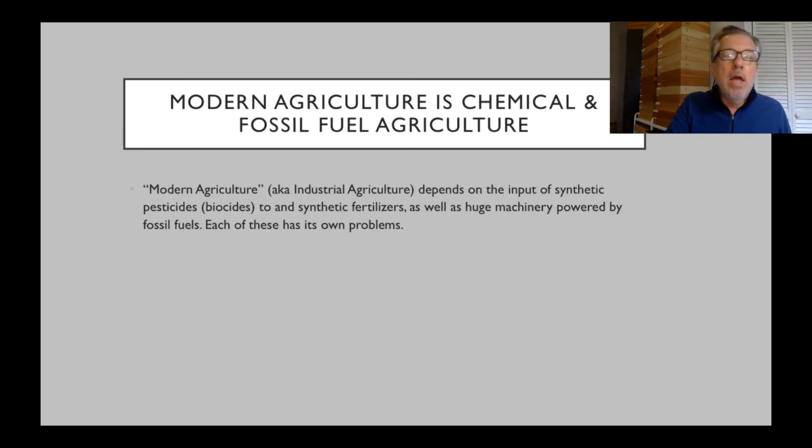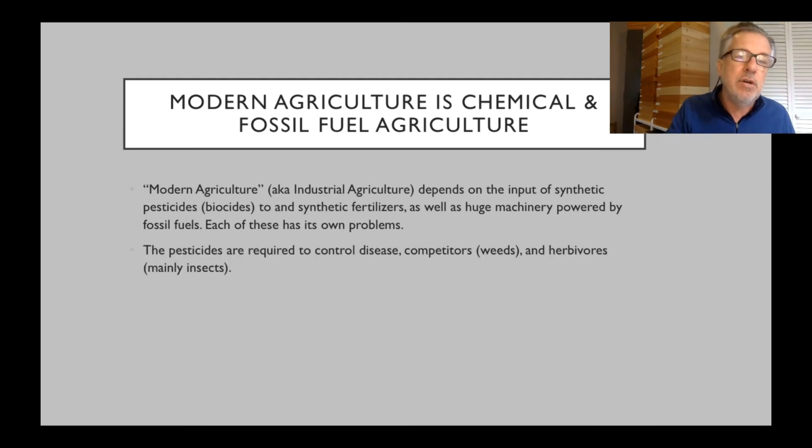Modern agriculture, which is also known as industrial agriculture, which has been largely developed since World War II, and the story of how industry developed it is an amazing story, which we don't have time to go into. But it depends on the input of synthetic pesticides, which are better called biocides. They don't just kill pests, they kill life. And it depends on the application of synthetic fertilizers. Instead of growing your fertilizers by a fallow year, you now put chemicals on. It also depends on huge machinery powered by fossil fuels, not animals, to do the plowing, and not small tractors, but large tractors. And each of these things comes with its own problems. So let's look at those.